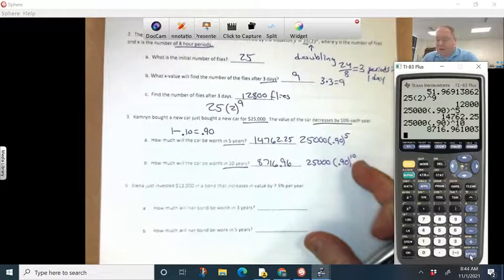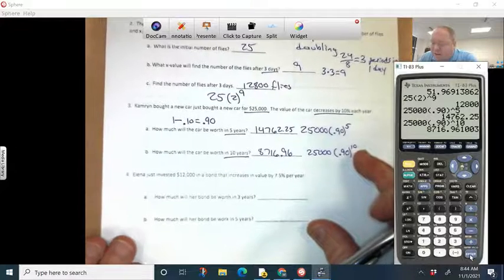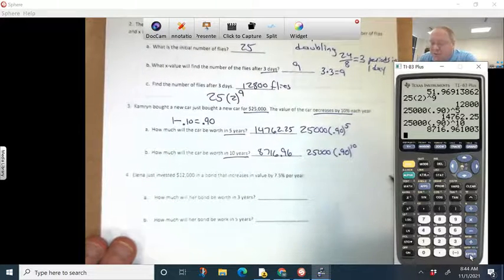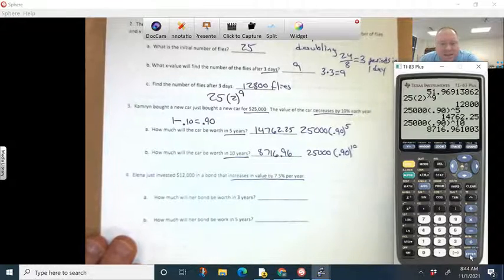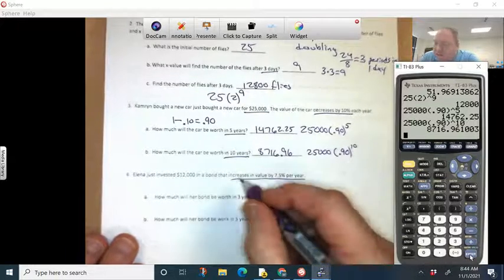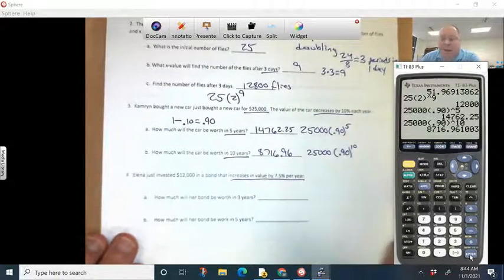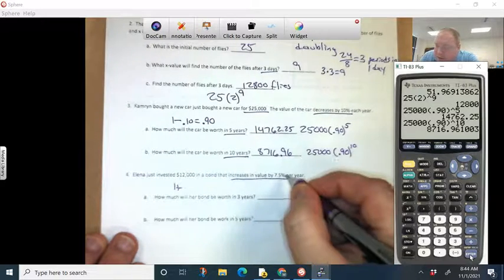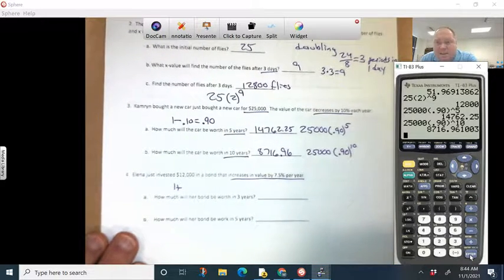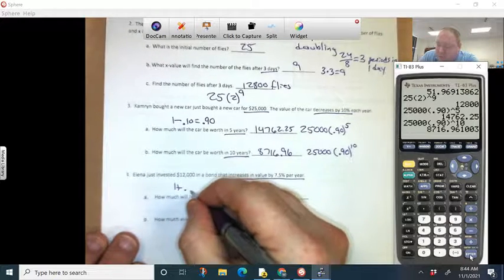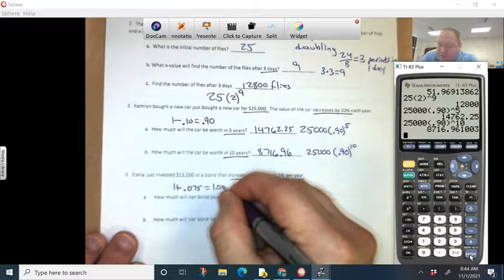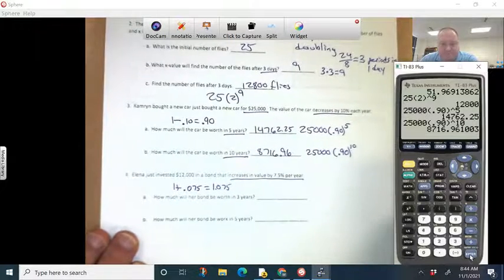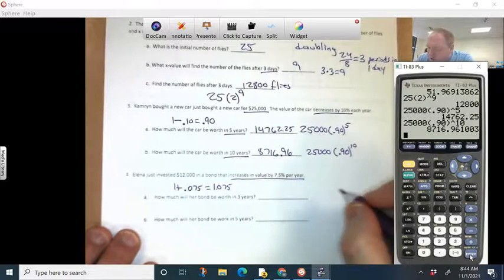Okay. Number 4 says Elaine invested $12,000 in a bond that increases in value by 7.5% each year. Okay, so it increases, so that's 1 plus. And because it's 7.5%, remember, move your decimal point 2 places. So 0.075. That's what we're going to be multiplying by.